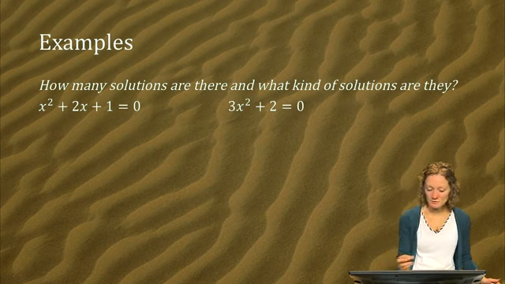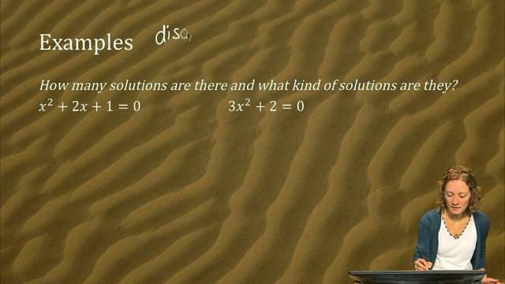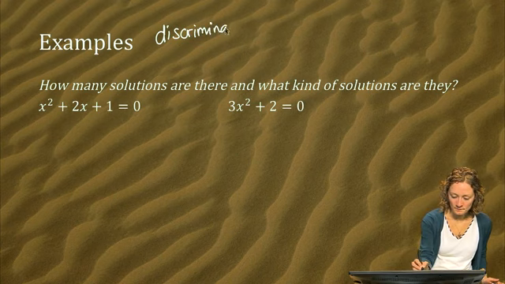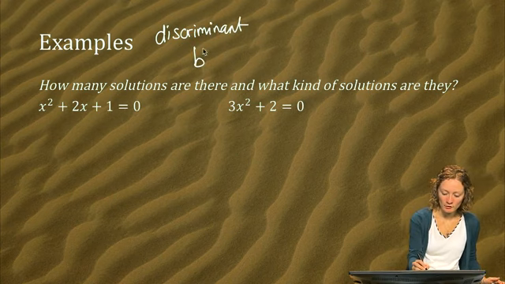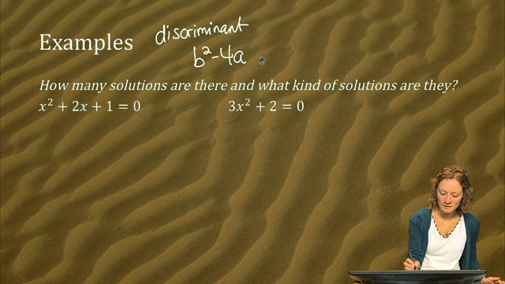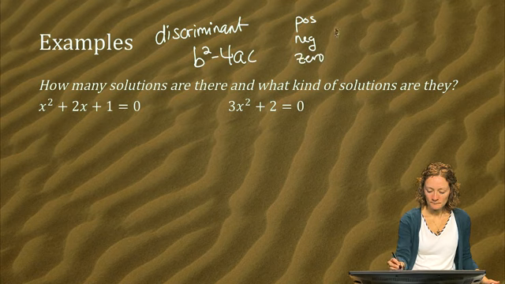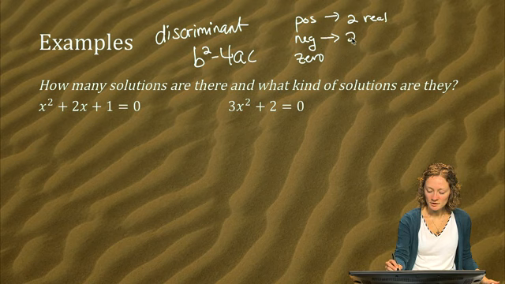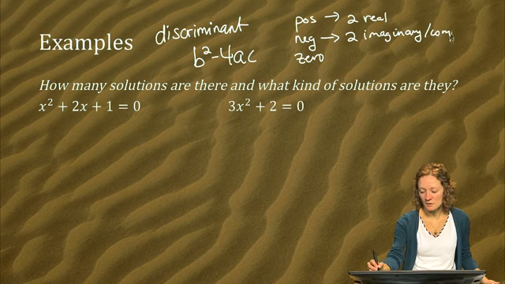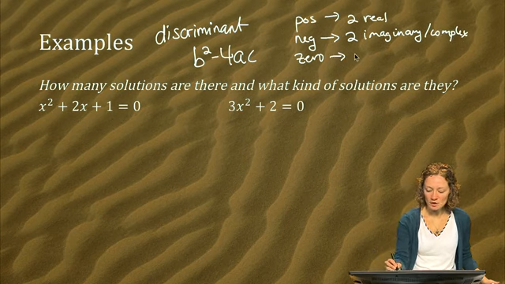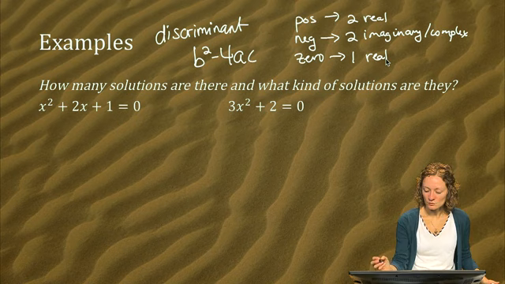So remember, this comes from the discriminant, which is a piece of the quadratic formula, the piece under the radical. If you have a positive number, you have 2 real solutions. A negative number, 2 imaginary solutions. Imaginary or complex, you can say it either way. And a 0 means 1 real solution.